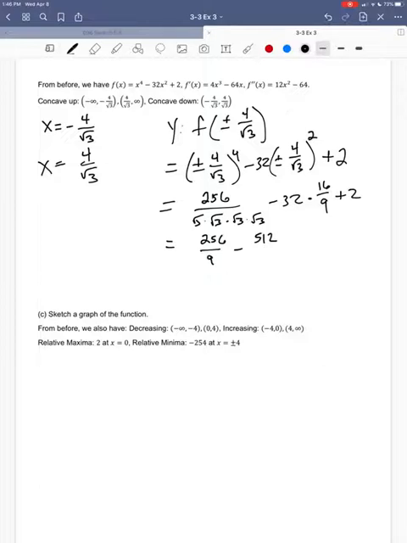I have a mistake up here, right? Square root of 3 squared is not 9. It's square root of 9. This should be 16 thirds. So 512 over 3 plus 2. If I'm going to want to put these together, I'm going to need to get a common denominator. So I might want to think of this as being over 1.